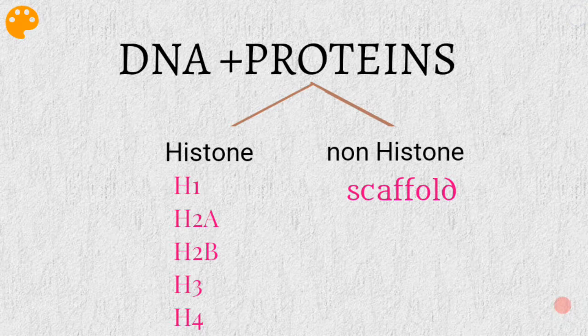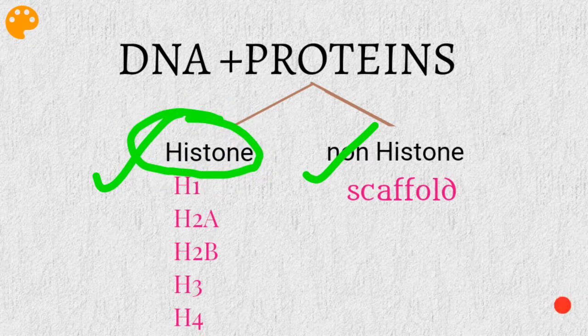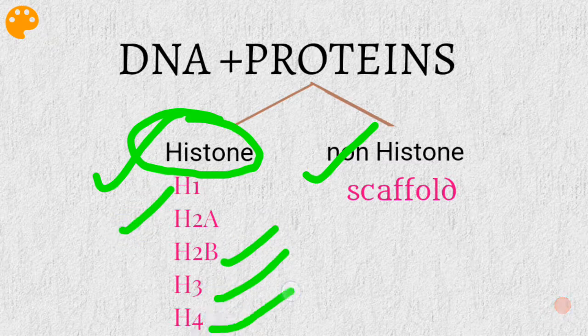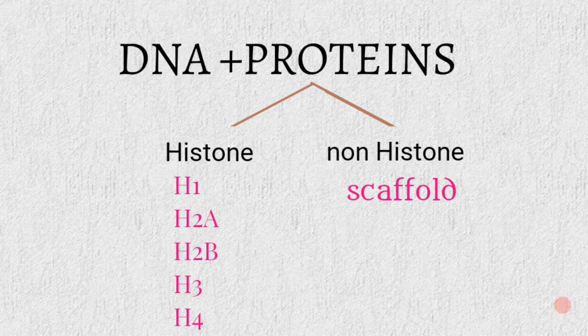So we know that chromatin is the complex of DNA and proteins. The major proteins which are responsible for DNA organization are the histone and non-histone proteins. The major role is contributed by the histone proteins. The amount of histone protein will be almost equal to the amount of DNA, right? The histone proteins are H1, H2A, H2B, H3 and H4, right? And scaffold protein also helps in organization of DNA inside the nucleus of the cell.